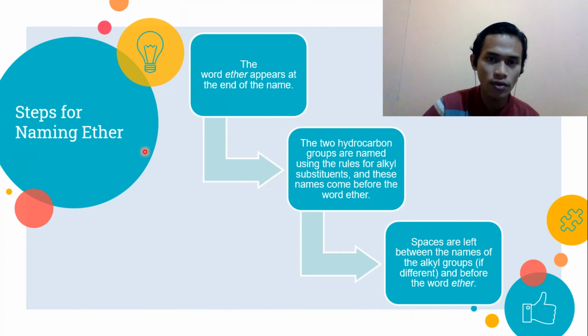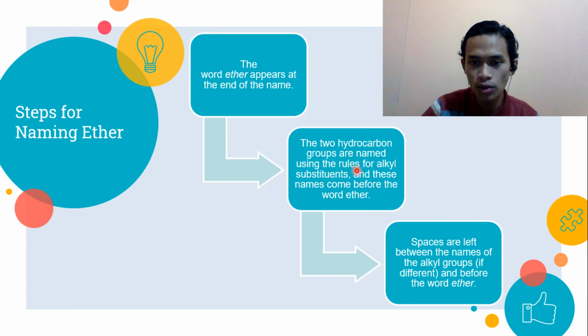Steps for naming ether. The first step is the word ether appears at the end of the name. The second, the two hydrocarbon groups are named using the rule for alkyl substituents, and these names come before the word ether. For example, I take two alkyls, namely methyl and ethyl, so the name should be ethyl methyl ether. For the same alkyl, namely methyl and methyl, the name is dimethyl ether.